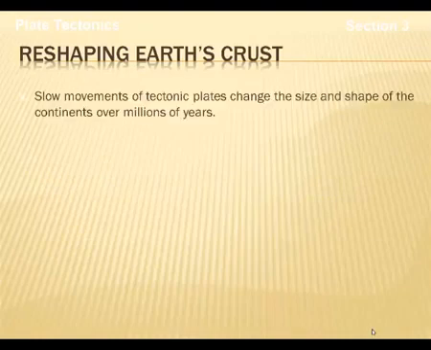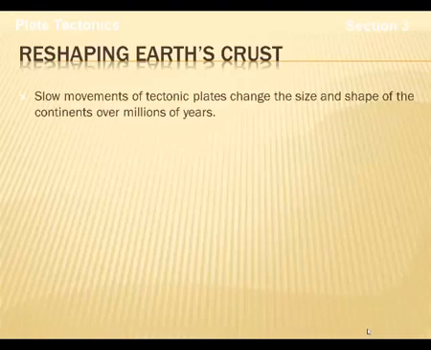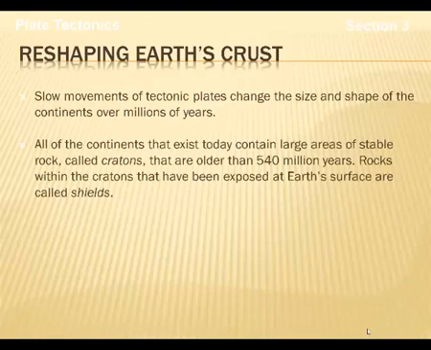So, reshaping Earth's crust. As our tectonic plates move, there's a change in size and shape of the continents. Scientists believe this happened over a very long period of time. Today, all of the continents that exist contain large areas of stable rock. We call this a craton. And then areas where those cratons are exposed at Earth's surface are called shields.